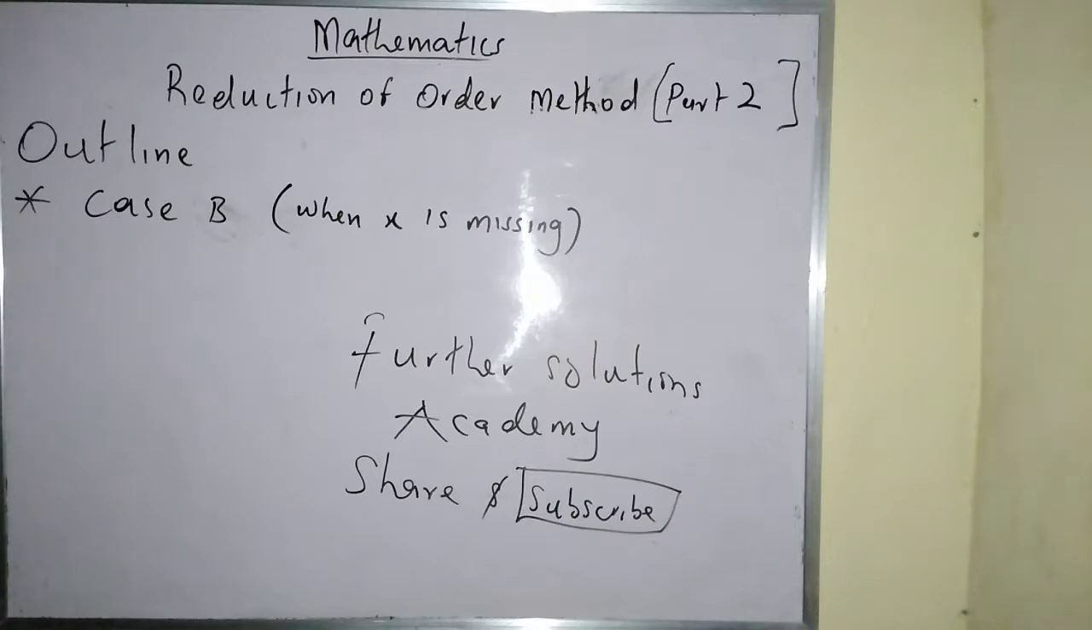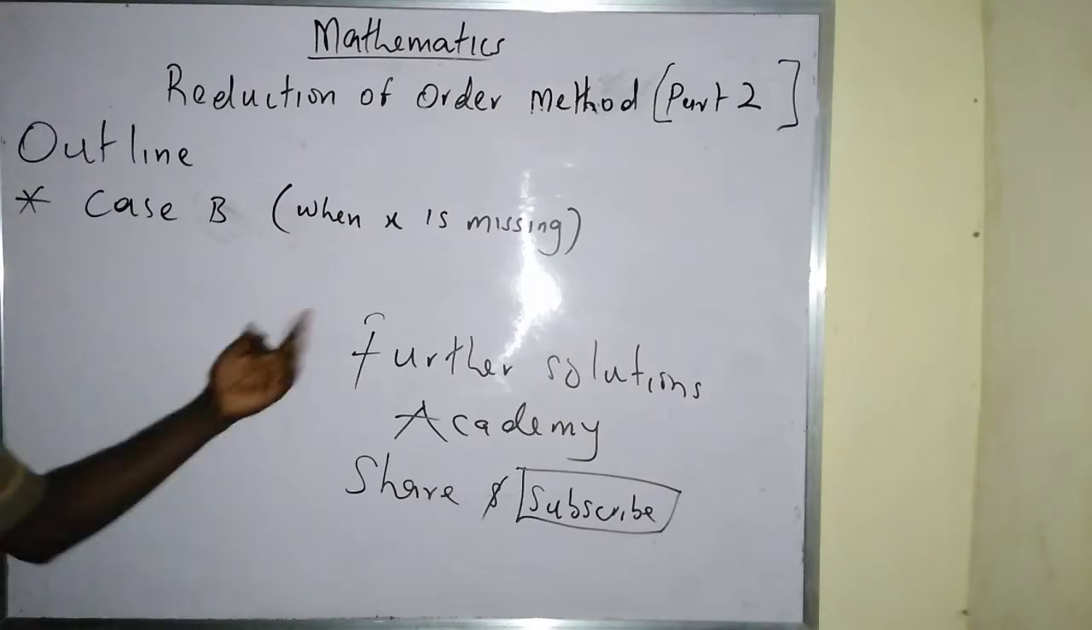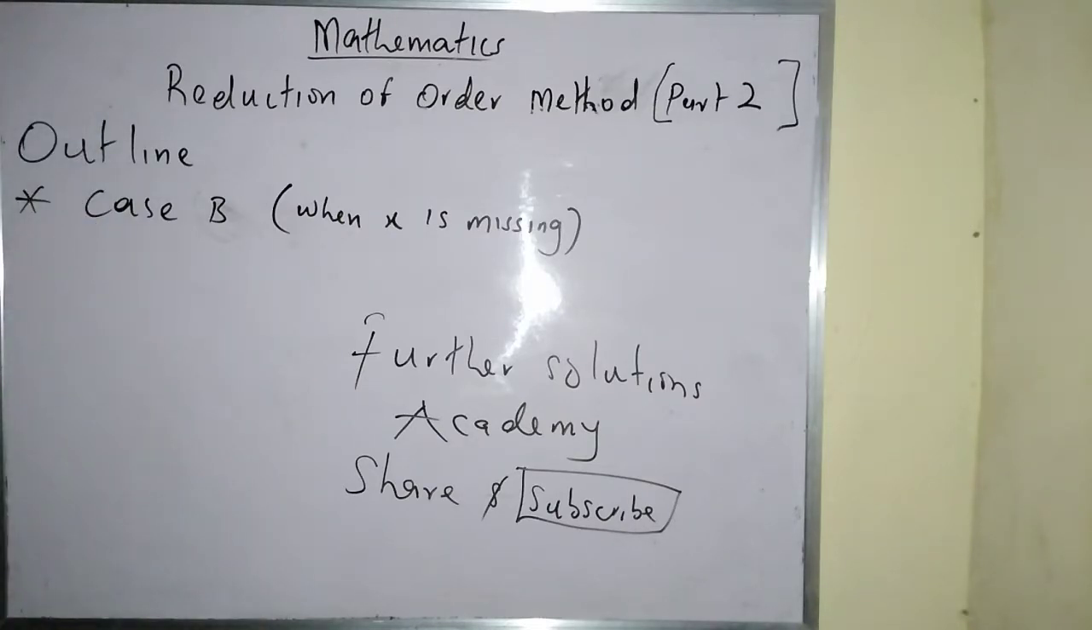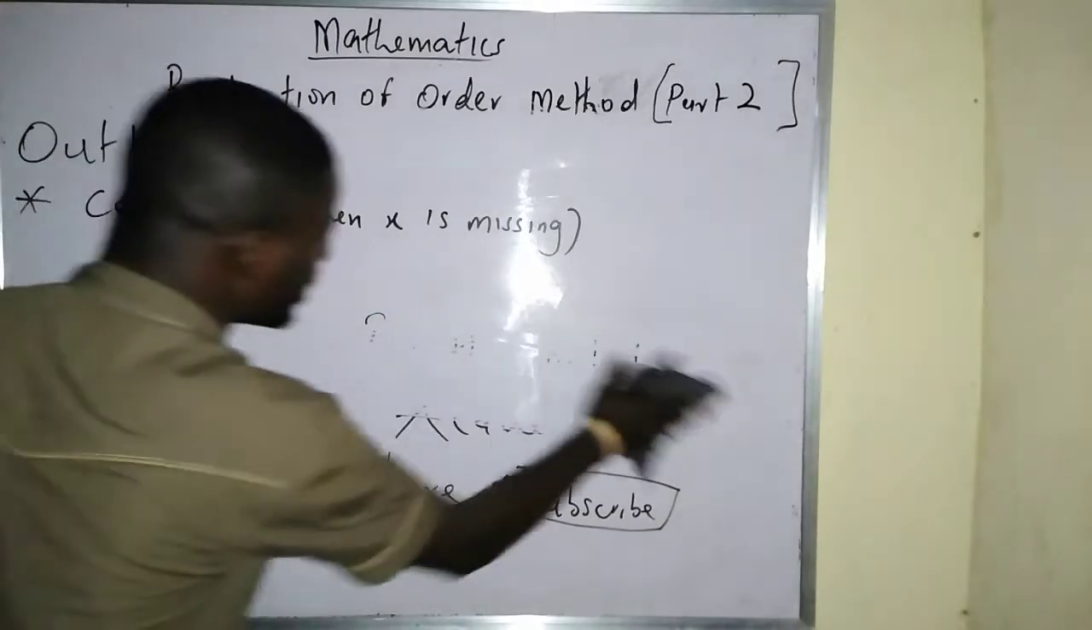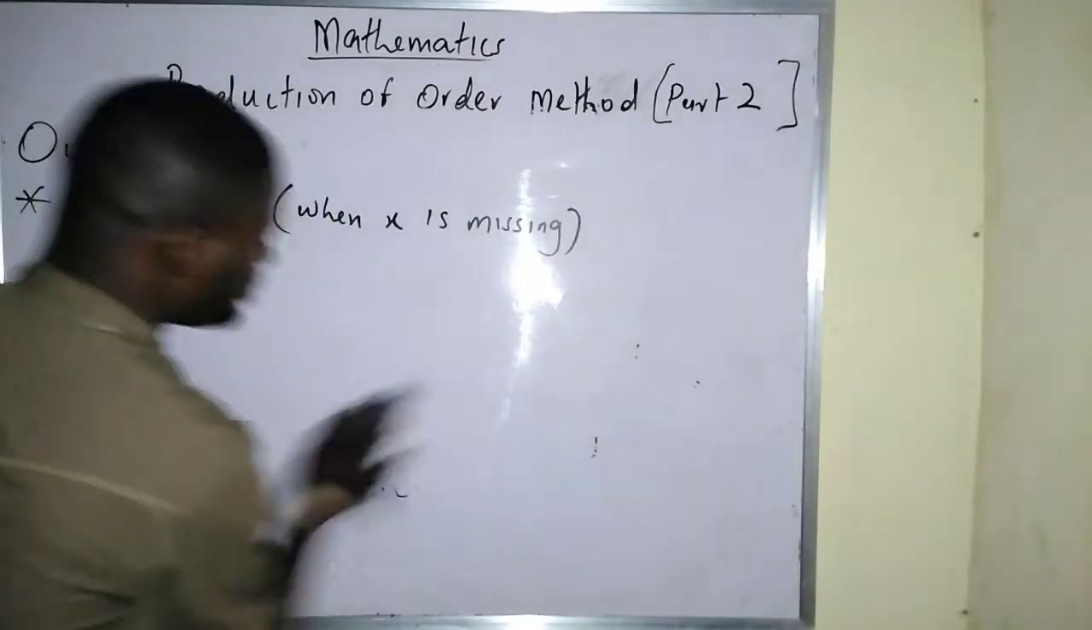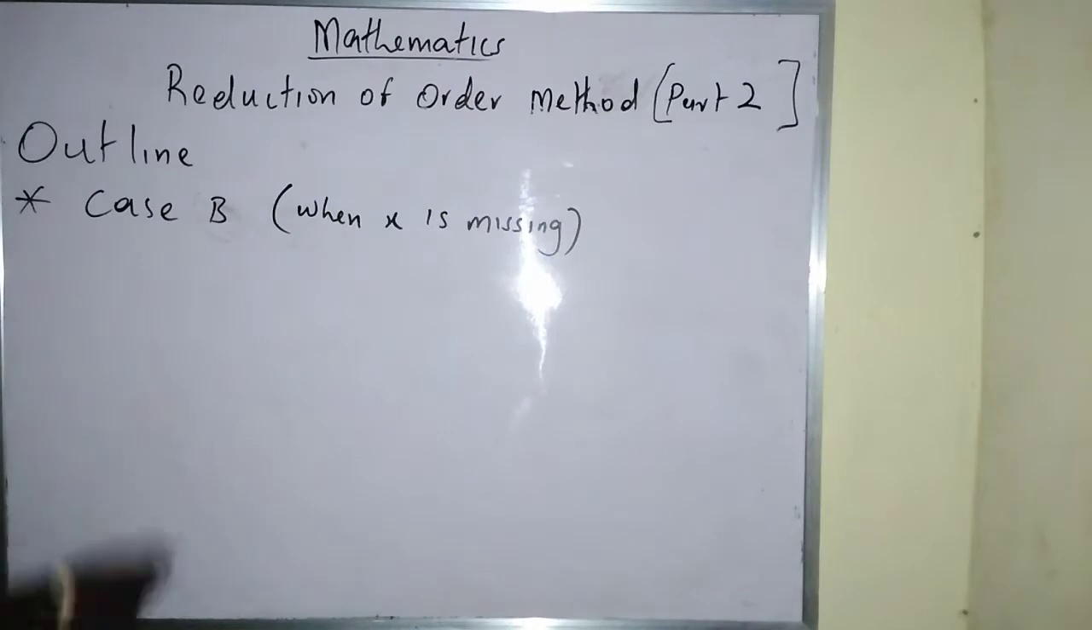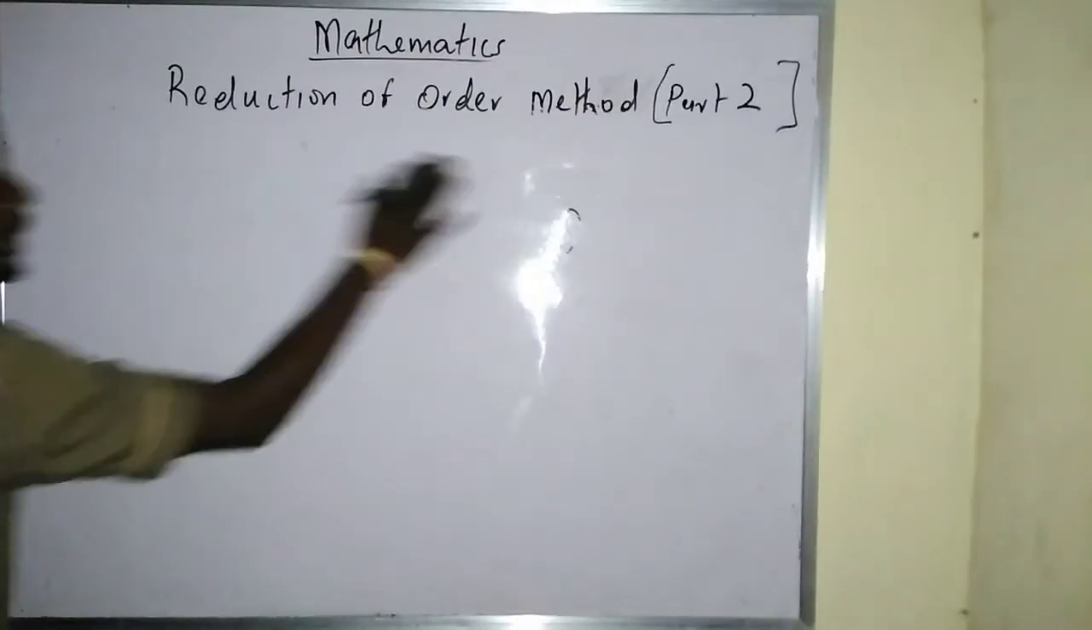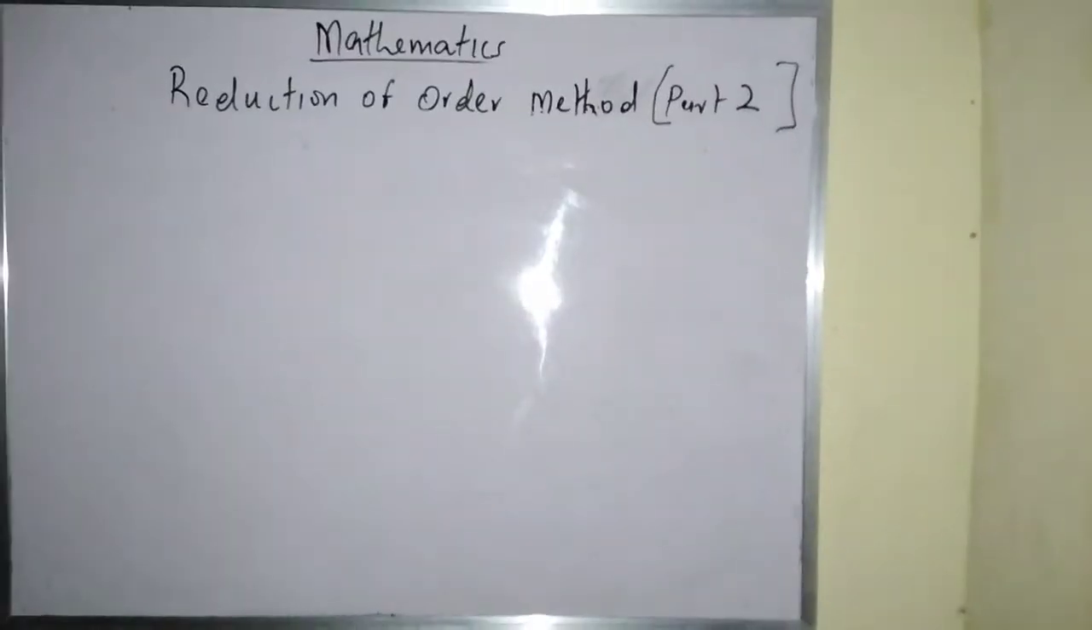And this is part 2 of this video. I've done part 1. I've explained the meaning of reduction of order, and I've shown how the cases come up. Now, in this particular one, I'll be working on case B only. While the next one, if there is time, I can also do case B, C. But I'll be working on the case when x is missing. If my x is missing, that is the case I will be working on. That is the outline of this video.